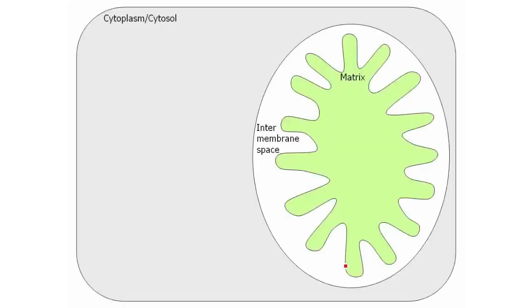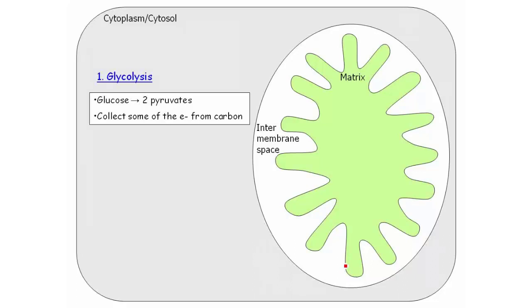If we look at this process in regards to the cellular structure, we will be starting with glycolysis in the cytoplasm. Glycolysis will take a glucose, and through many steps, we will split that glucose into two pyruvate molecules. When we do that, we will be collecting some of those high energy electrons from the carbon, and those will be passed to NAD+ to make NADH. Notice that because glycolysis takes place in the cytoplasm, the NADH will be produced in the cytoplasm.